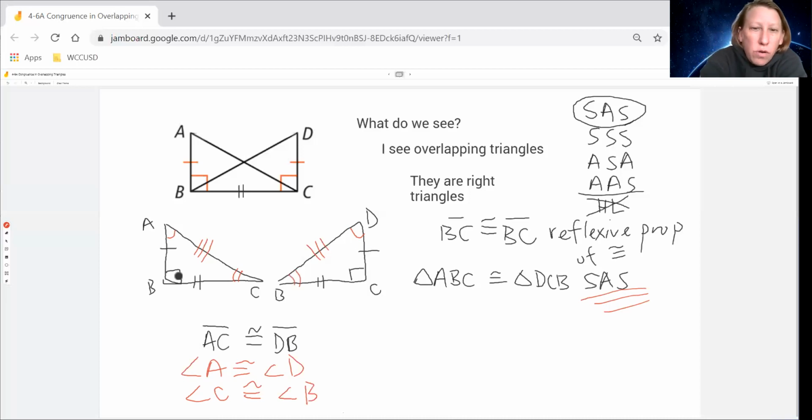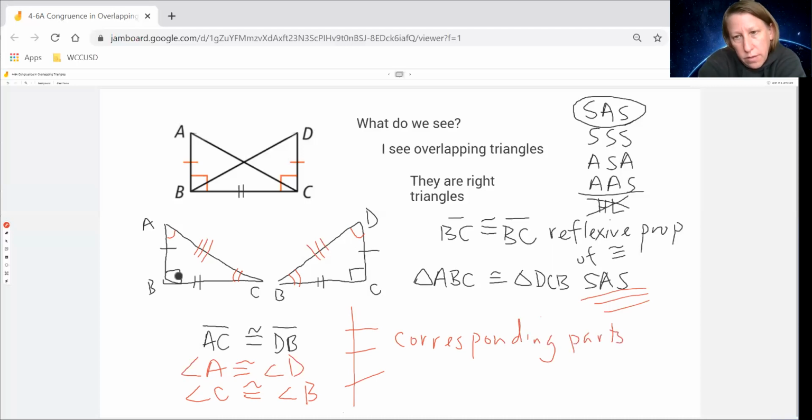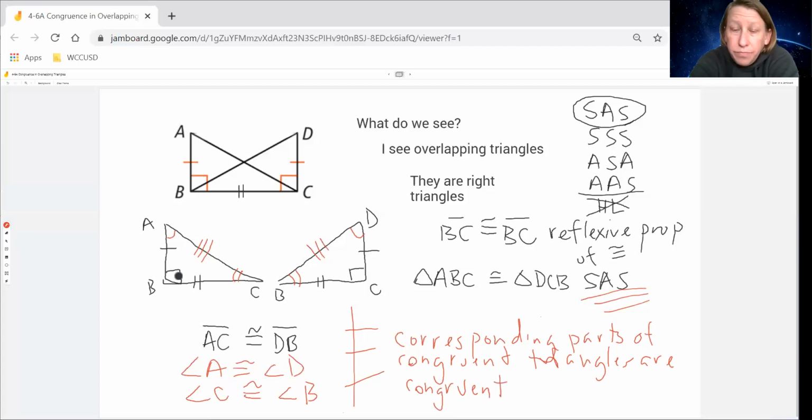Okay, so all three of these, the reason I know that is because corresponding parts of congruent triangles are congruent. You guys remember the shortcut way to write that your book uses? Corresponding parts of congruent triangles are congruent. You might see that on SAT written that way. That means if you have two congruent triangles, then all the parts that you weren't given are also congruent.